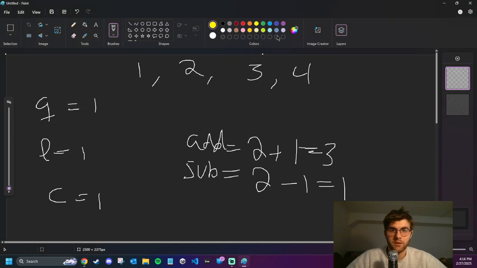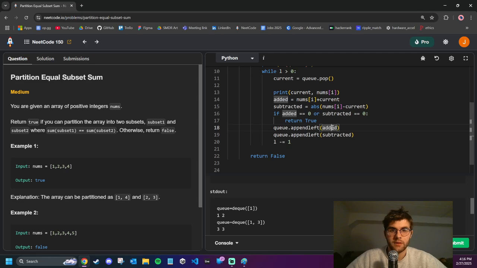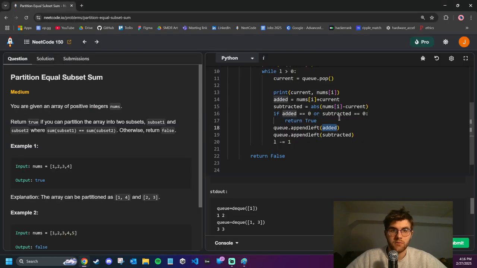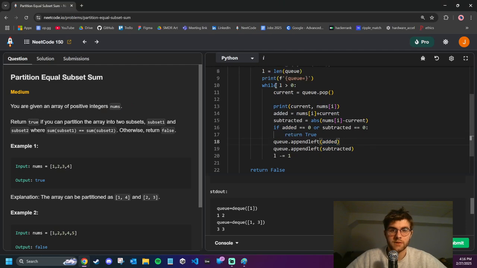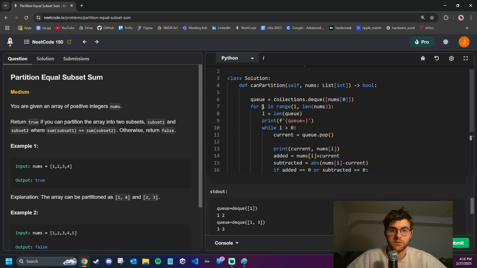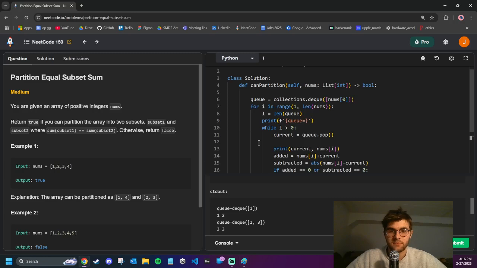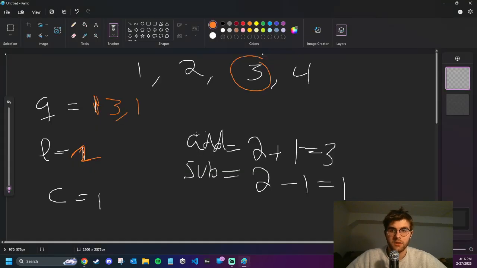And then we append them to the queue, append left. So the queue is empty. So then we append, I don't think it matters which way we do it, 3 and 1. Now this exits. Now we go to I equals 2. So L equals 2 now. And current equals q.pop.